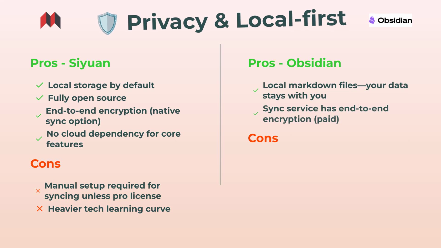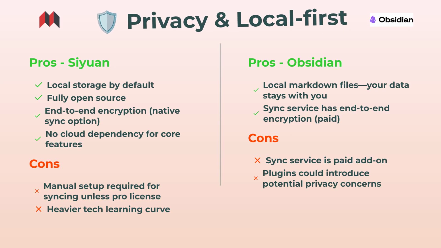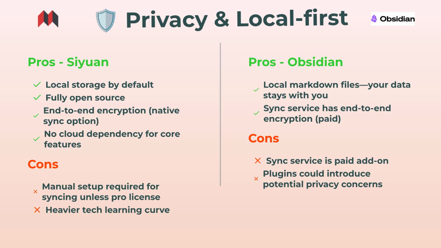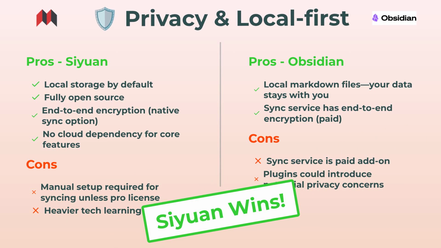Now, Obsidian's similarly solid on privacy. Your markdown files are local, and if you get their official sync, you get end-to-end encryption too, but you gotta pay for it. Plus, since it's plugin-driven, some privacy concerns might wander in depending on which plugins you use. Overall, Siyuan edges out mostly because it's open source straight away and doesn't lean as hard on paid stuff.